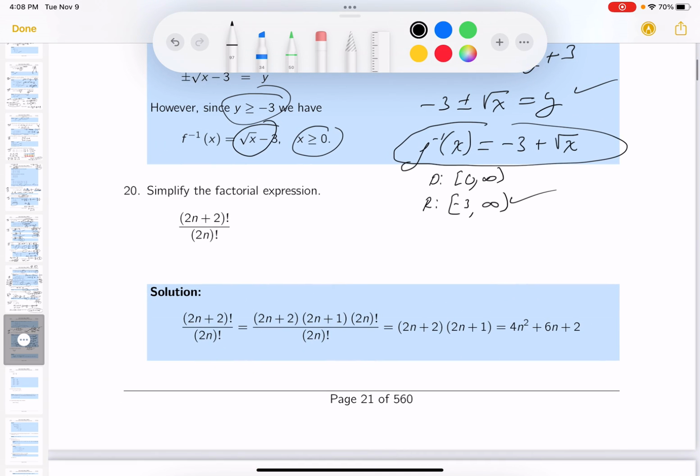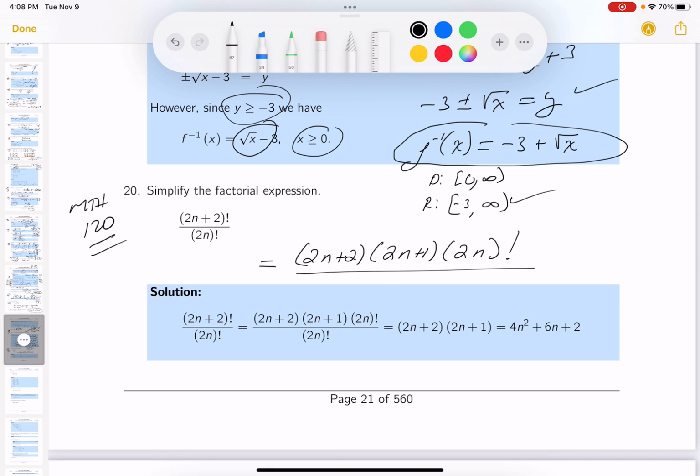Number 20, this is Math 120, and these are factorials. It's complicated though, and a lot of people are confused by factorials. Let me write this down. The top is 2n plus 2 times 2n plus 1 times 2n factorial. What goes on the bottom? 2n factorial. What's nice about this? It does simplify nicely. What we're left with is 2n plus 2 times 2n plus 1. If you want, you can multiply it out, but it's not necessary. This is the correct answer over here.